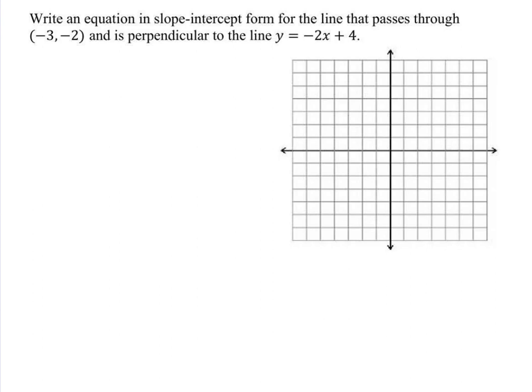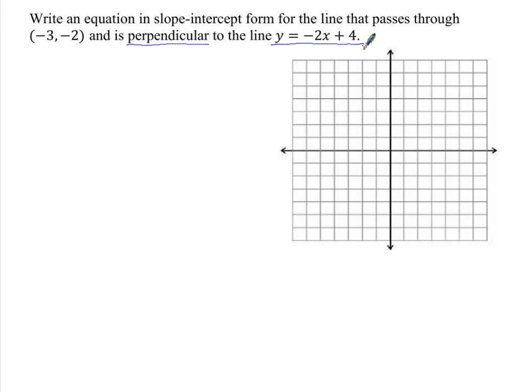Write an equation in slope-intercept form for the line that passes through negative 3, negative 2, and is perpendicular to the line y equals negative 2x plus 4. What is the most important word in that entire sentence? Perpendicular. You have to see this, and as soon as you see that word perpendicular, you have to say to yourself, what? Opposite reciprocal slope.